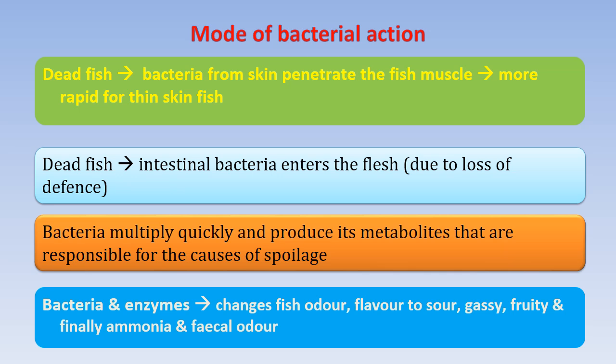Now the bacteria coming either from the surface or from the intestine start to multiply very quickly, because these muscles are an excellent source, rich in nutrients, and give very quick multiplication. In this process the bacteria produce different kinds of metabolites, as I mentioned some of the names of the chemicals earlier. All these are the reason for spoilage. The bacteria and enzymes, because of their activity, produce different kinds of undesirable compounds, which lead to changes in fish odor and flavor, and that can be sour, gassy, fruity, and finally ammonia or fecal odor. All these are undesirable and unacceptable, and then we call it spoiled.